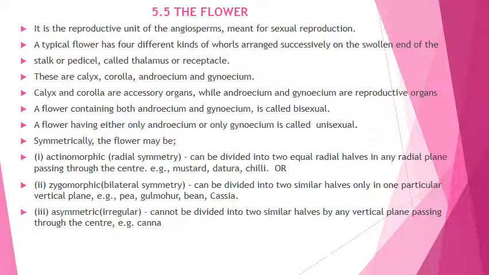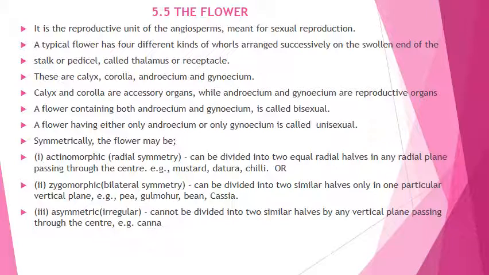Examples are mustard, datura flower and chili flower. Second one is zygomorphic. Zygomorphic means bilateral symmetry. The flower can be divided into two similar halves only in one particular vertical plane, not in any radial plane. If we divide it, it will divide into two similar halves. Examples of these are the pea, gulmohar, bean and cassia.